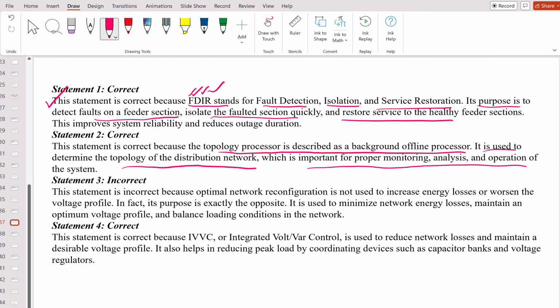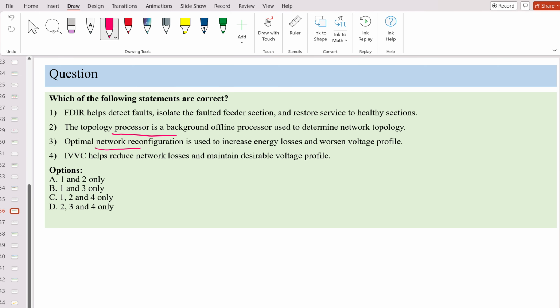The third is talking about the optimal network configuration used to increase energy losses versus voltage profile. That is false. It is used to reduce the power losses, and conventionally the energy losses, and also improve the voltage profile.